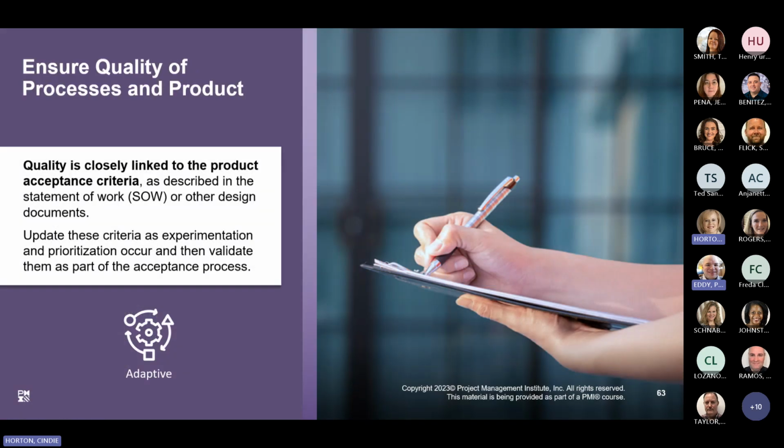So we've looked at predictive approaches to quality evaluation and management. Now let's take a moment to look at the adaptive approaches. We mentioned before definition of done or DOD when we discussed monitoring scope earlier on slide 32. But DOD, along with acceptance criteria, also helps us manage quality.